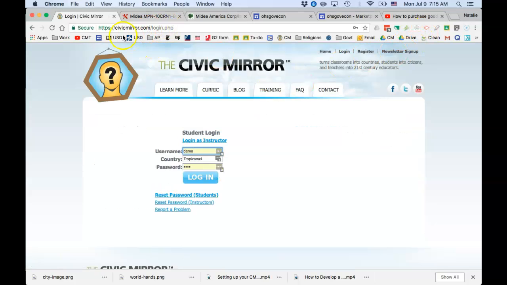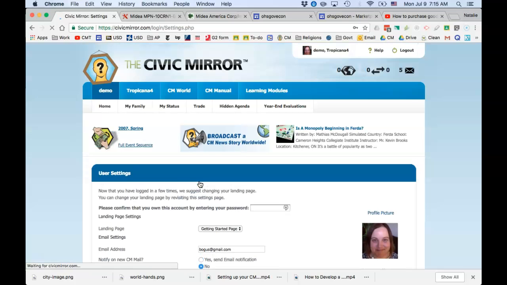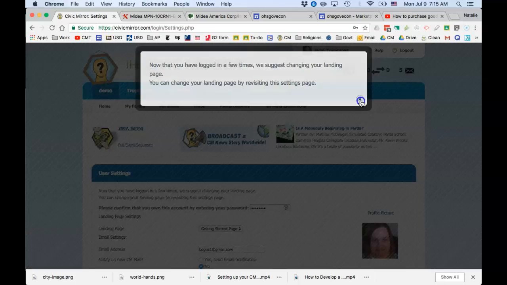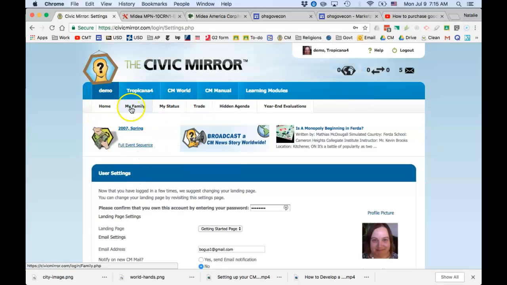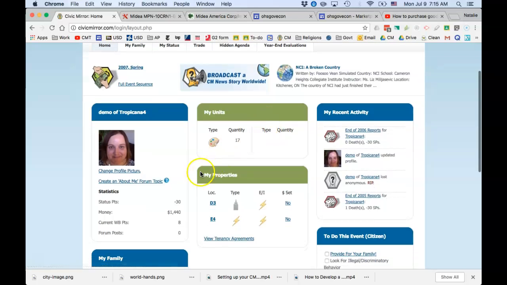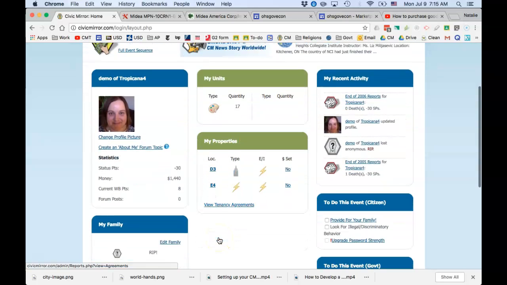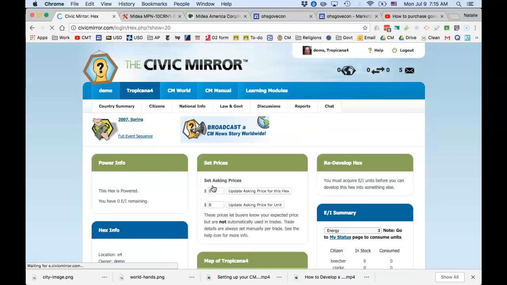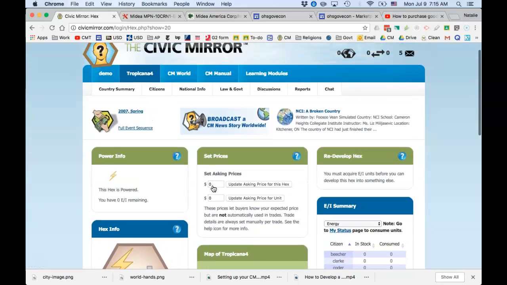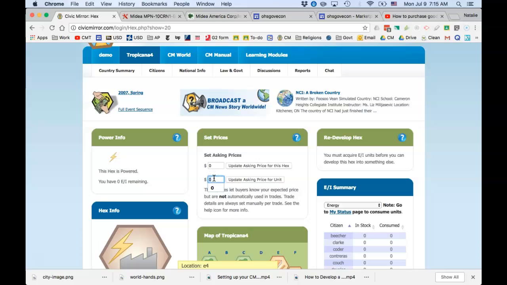Okay, so hopefully you have your bookmark set up so that you can log in easily. Then go to your home, click on home. And here you're going to see your properties. And here E4 is this particular power company. The first thing you want to do is tell your customers what price they need to pay in order to get an EI unit.